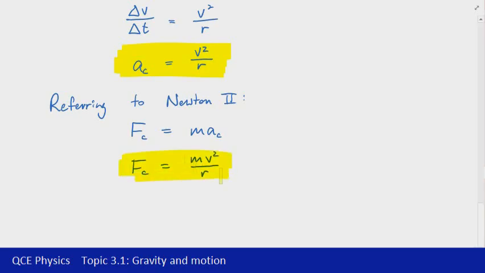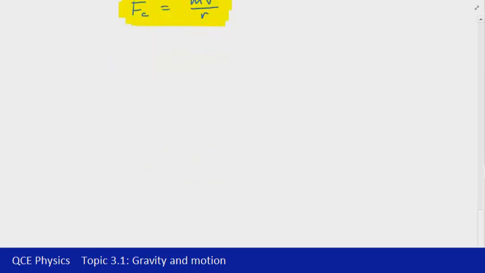They have F net rather than F_c. Means the same thing, centripetal force being a net force that's acting on an object. It's just an unbalanced force directed towards the center of motion. So there's the two equations for centripetal acceleration and centripetal force. Let's have a quick look at an example question.